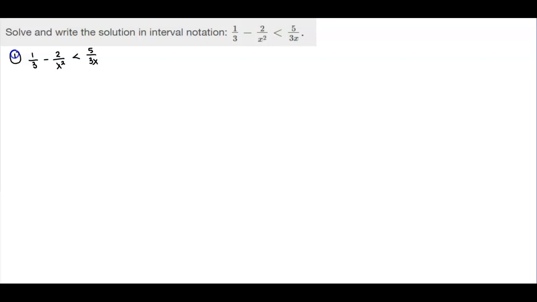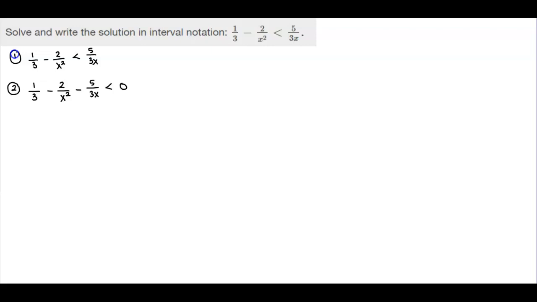We're going to subtract the 5 over 3x to the left side so that we can get a 0 on the right side. So we have 1/3 minus 2 over x squared minus 5 over 3x, and that's going to be less than 0.